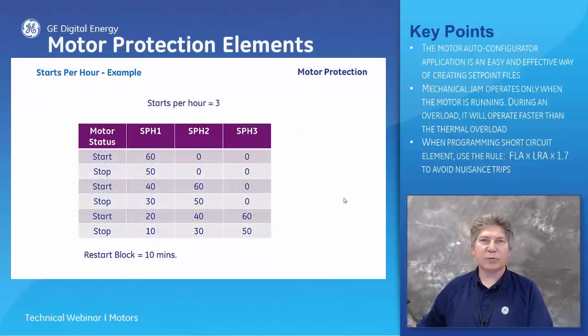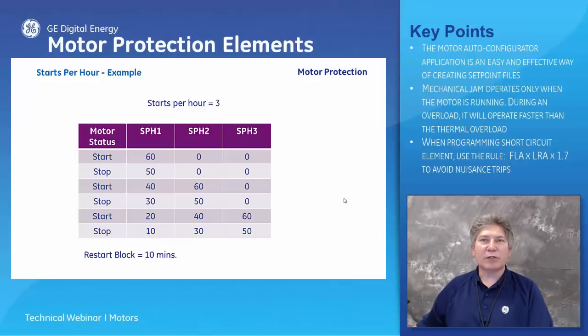Let's take a look at a starts per hour example. Let's program the starts per hour element to 3 and see what happens. During the first start, the first starts per hour counter begins counting down from 60 minutes. If the motor stopped after 10 minutes, the first starts per hour counter would display 50 minutes. If we restart the motor after 10 minutes, the second starts per hour counter would display 60 minutes and the first starts per hour counter would now display 40 minutes.